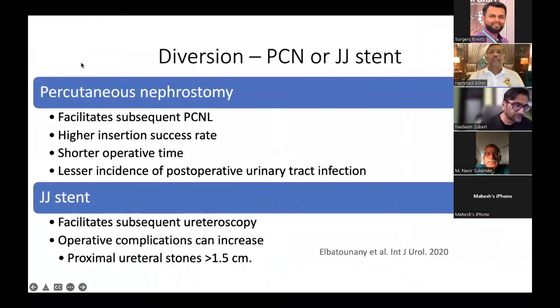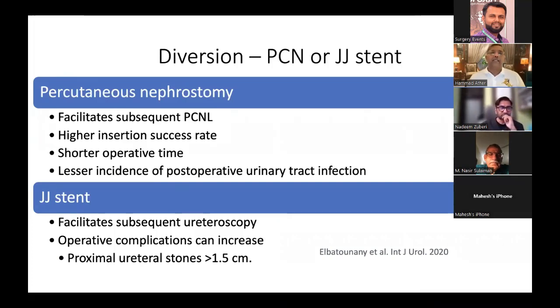So obviously, one of the first things that you talk about is a temporizing measure, which is urgent. We do it either with a percutaneous nephrostomy, something that is done under local anesthetic, completely under ultrasound guidance, or a double J stent placement.